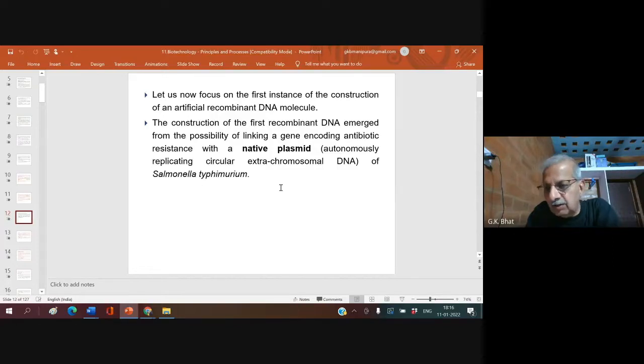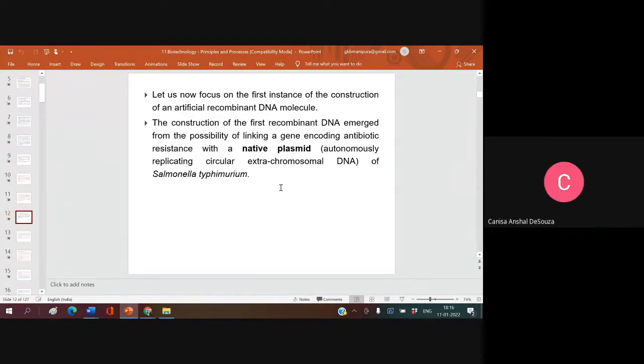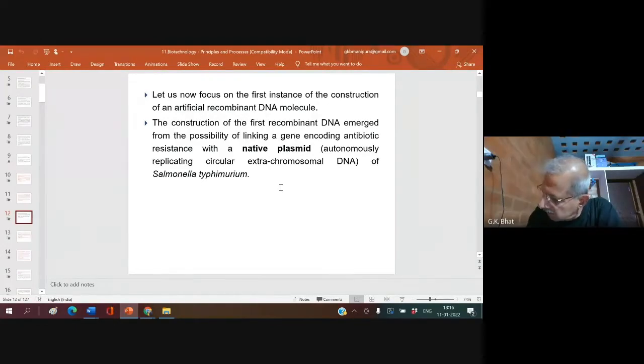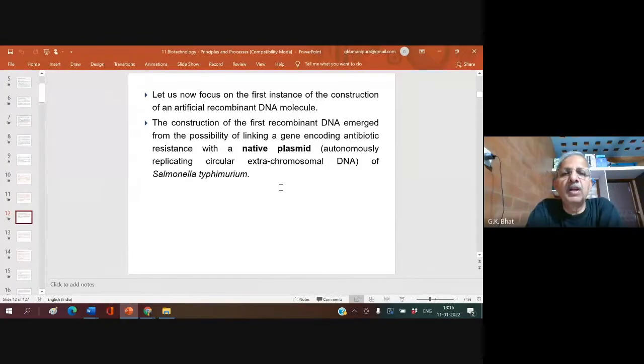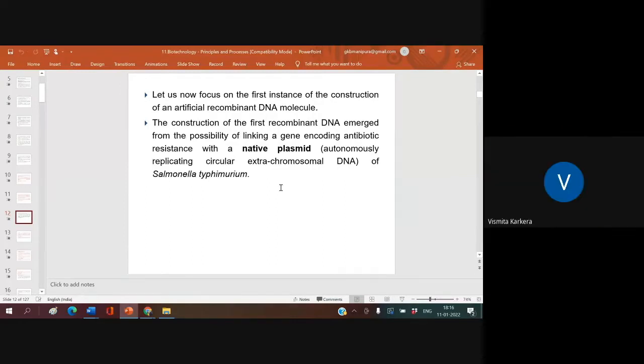In which organism was this tried? This was tried in Salmonella typhimurium. What is that Salmonella typhimurium? It causes typhoid. Is it a virus, bacteria, or fungi? Bacteria.